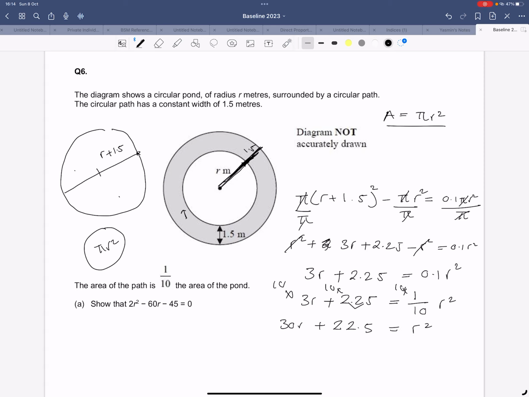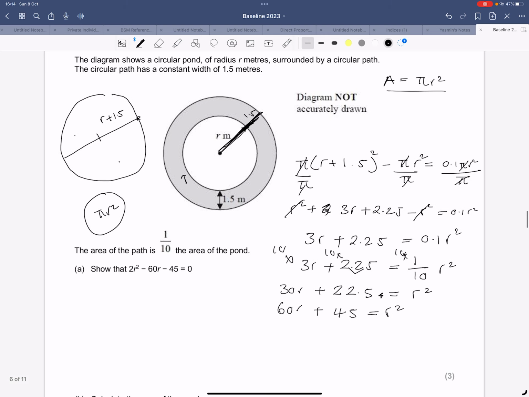Then we want to remove this 22.5, so I'm going to double it. So 60r plus 45 is equals to r squared. Bring everything on one side, so bring this one here and bring this one here, and r squared minus 60r minus 45 equals 0.